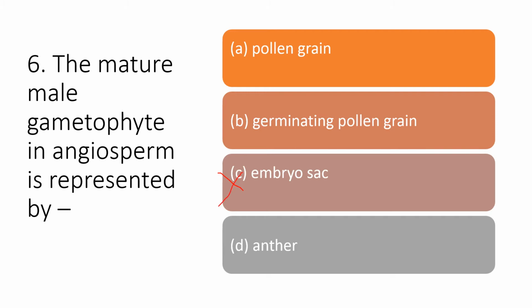And D is anther, but anther is a microsporangia, whereas here they asked for the male gametophyte. A, pollen grain, is a male gametophyte, but here they mention the mature male gametophyte in angiosperm, and the pollen grain is not the mature male gametophyte. The germinating pollen grain is called the mature male gametophyte. So option B is right, germinating pollen grain.